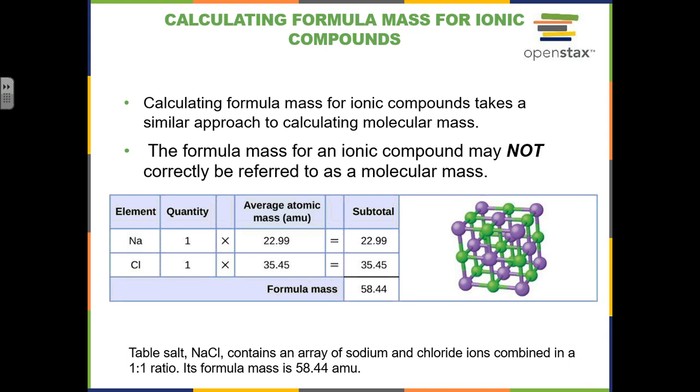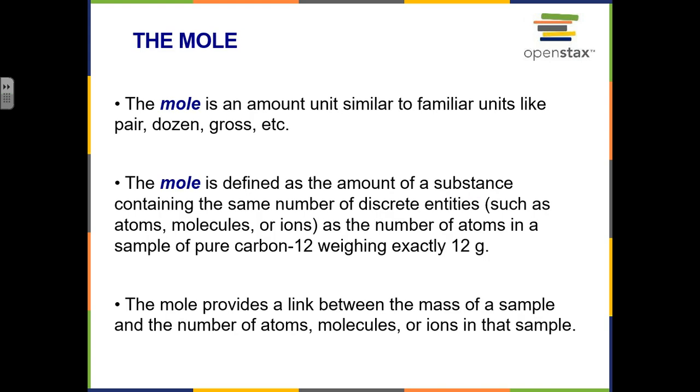It's the larger number found underneath each of these elements. So for sodium, it's 22.99. I might average it to 23 if you want to. And then for chlorine, it's 35.45. And so you just take the sum of those two and you get a formula mass of 58.44, which essentially is reminiscent of obtaining the molecular mass when you have the other type of compound.